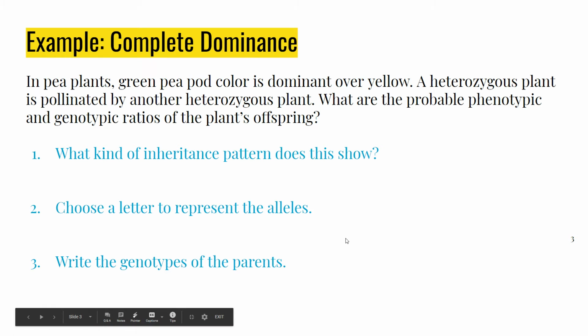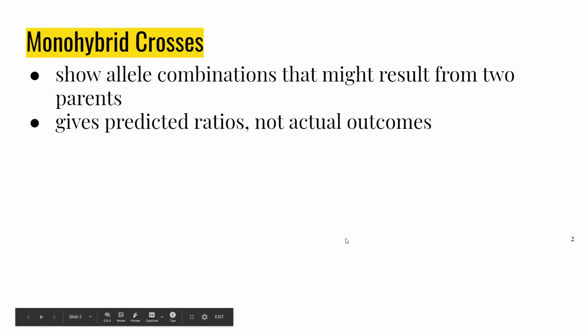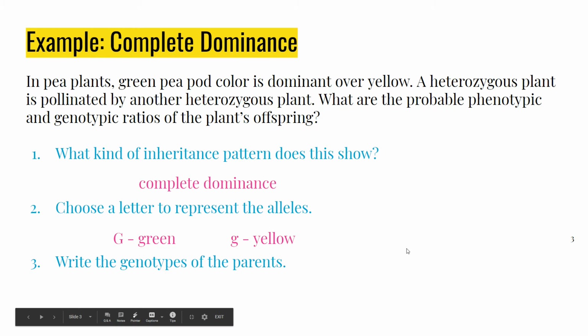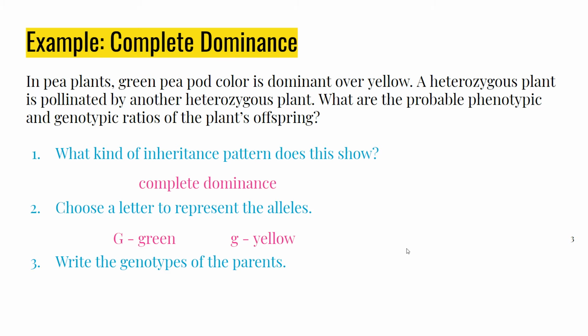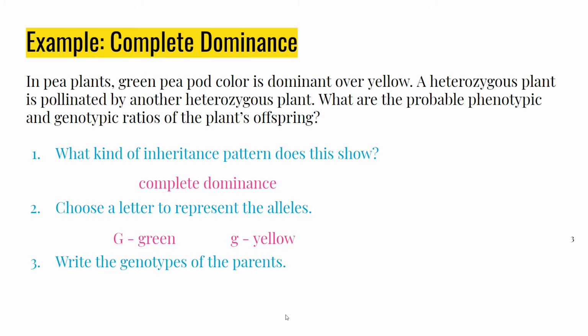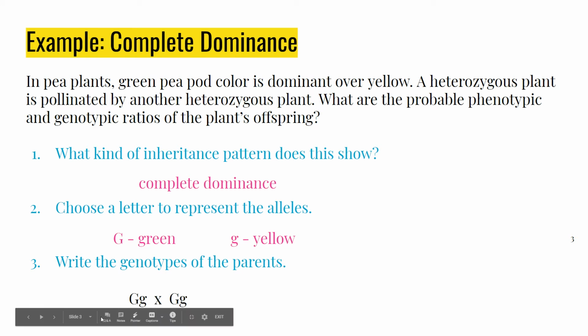Then we want to choose a letter to represent the alleles and write the 2 genotypes of the parents. What letter would we choose? We generally choose the letter of the dominant trait, which would be G for green. It says here that the genotypes are heterozygous. So what does the heterozygous genotype look like? It's going to be big G, little g. So that's what we're going to do first.